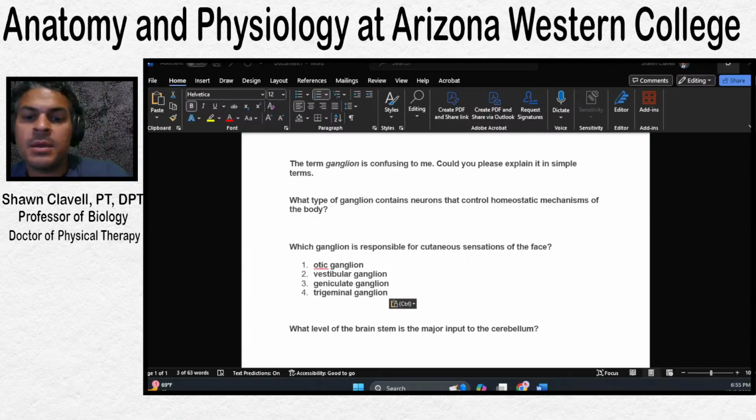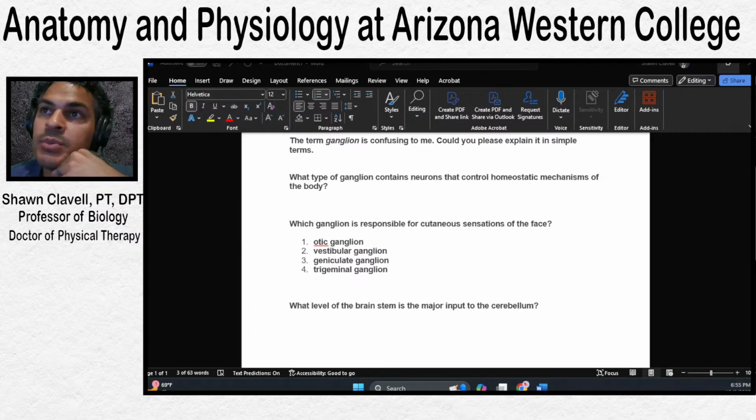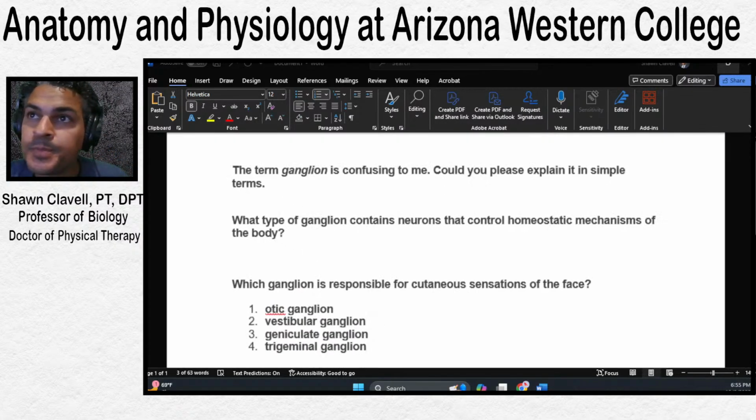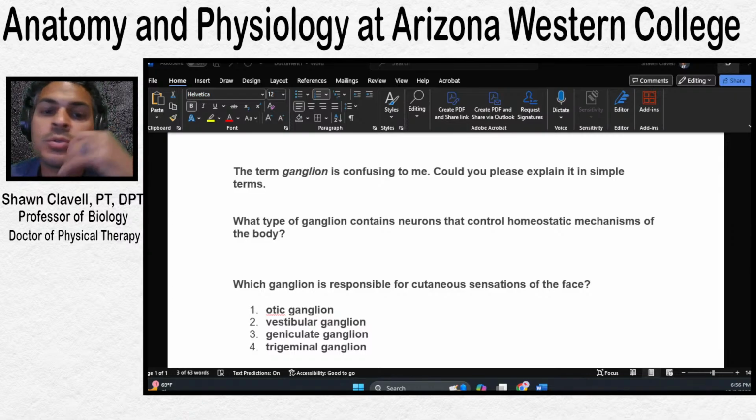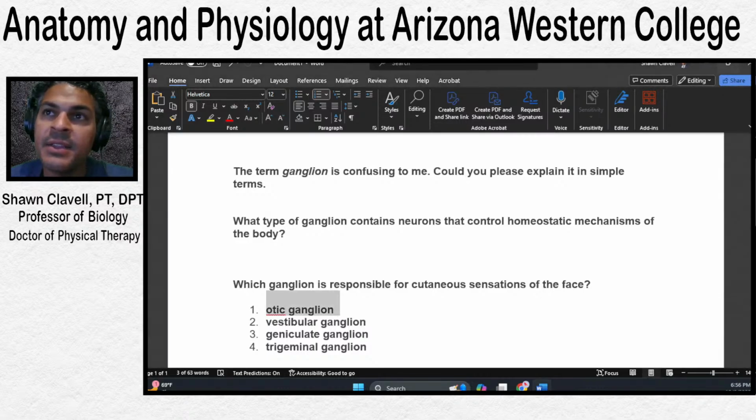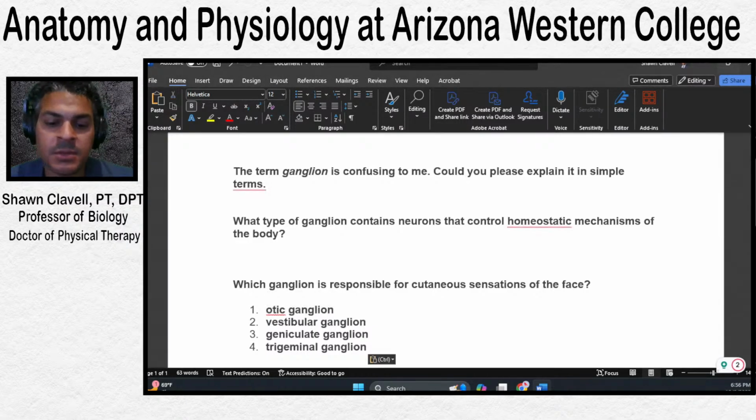Okay, so I got an interesting email from a student who had a couple of questions regarding, as you can see up here, the term ganglion, and a couple of questions regarding some different specific ganglionic structures. The term ganglion is kind of confusing. Could you please use that in simple terms? So the term ganglion refers to a collection of cell bodies. This is the classic definition: a collection of cell bodies in the peripheral nervous system.